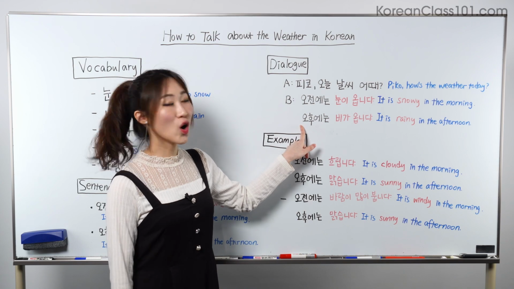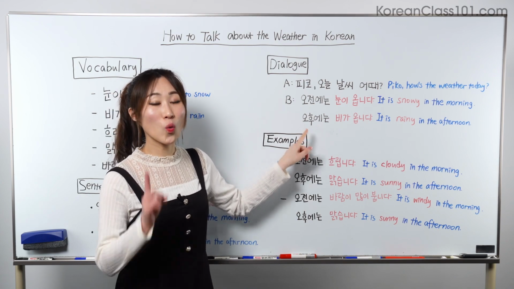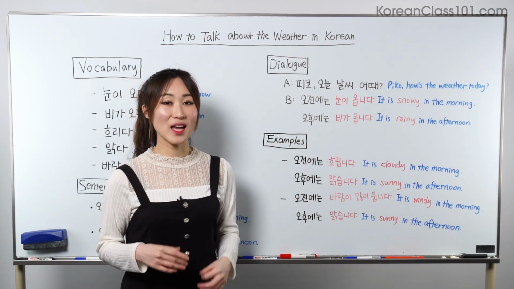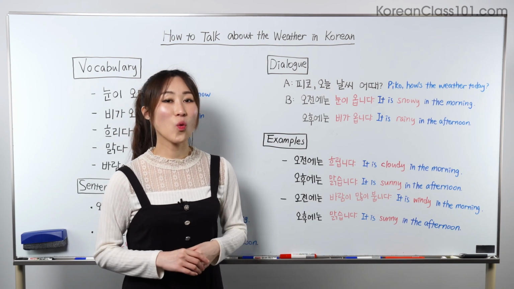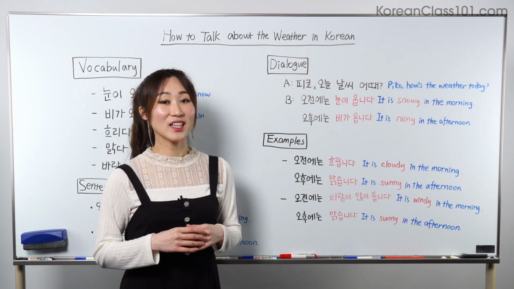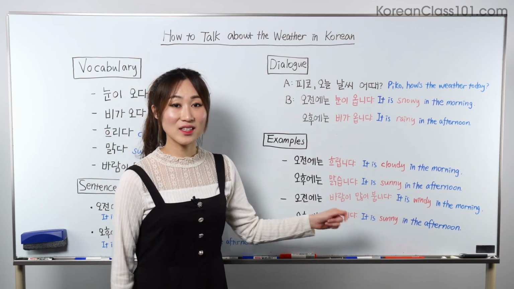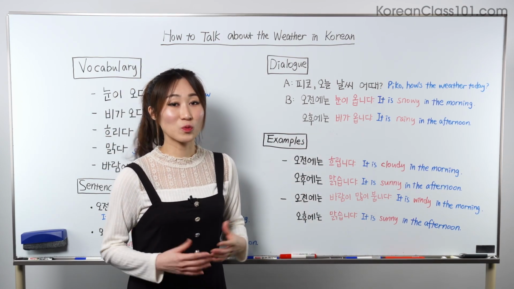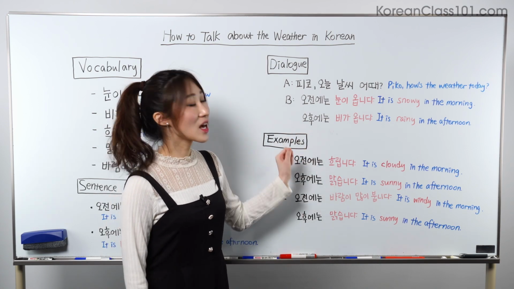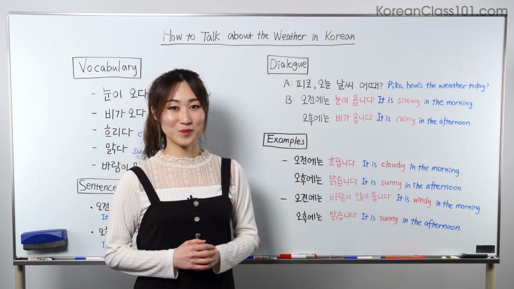How about this? 오후에는. 오후 is afternoon, PM. 오후에는 is in the afternoon. 오후에는 비가 옵니다. Rain comes, or is rainy. It's rainy in the afternoon.